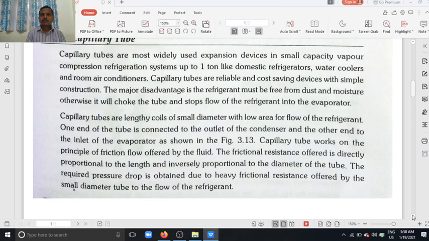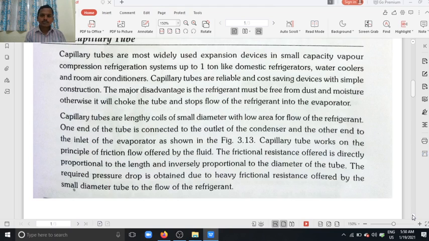But the major requirement for this capillary tube is that the refrigerant must be free from dust particles and moisture. The length of the capillary tube is 1 to 6 meters and the diameter is 0.5 to 2 mm. Due to this low diameter, dust can choke the refrigerant flow. So to avoid this problem, the refrigerant is kept free from dust.